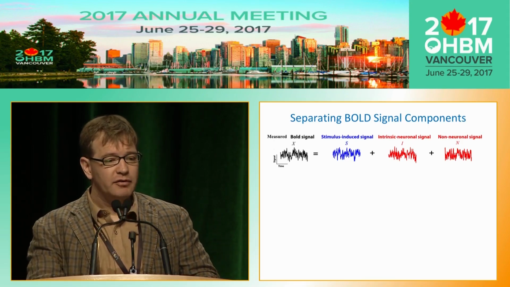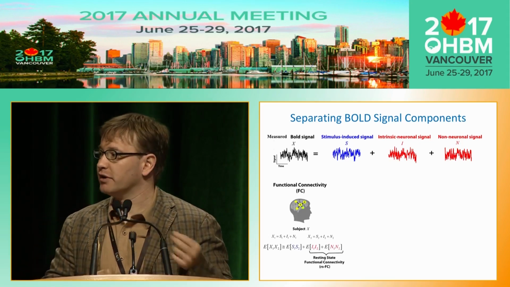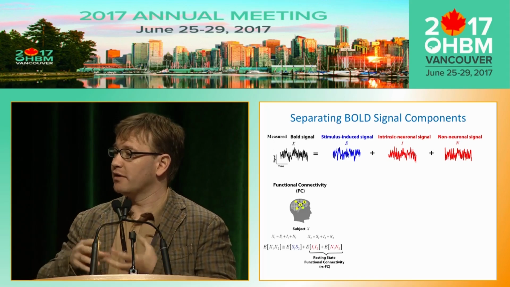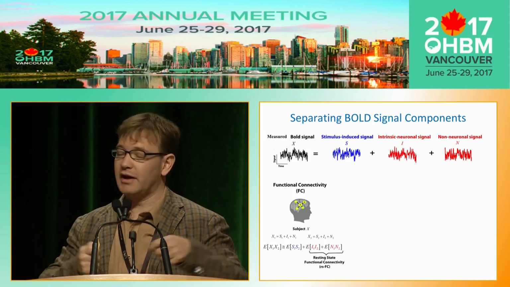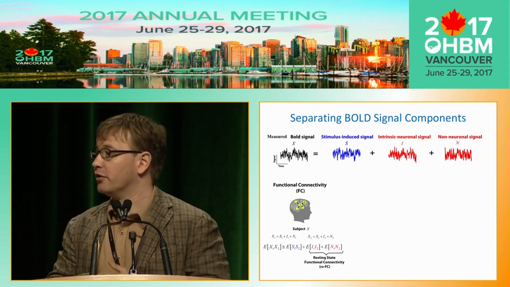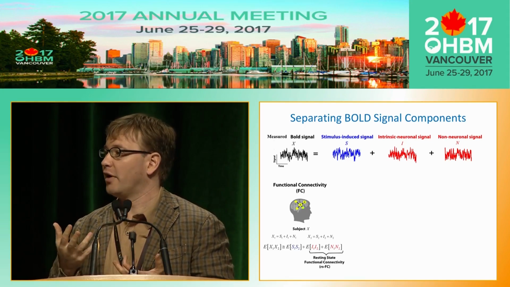And when you compute functional connectivity normally, what you do is you take X from two different regions and correlate them with each other. And the correlation between those two X's is going to contain a contribution from the correlation of all three terms: the stimulus-induced, the intrinsic, and the non-neuronal. Right? And that's the issue, that we don't know exactly how much is coming from each of those.